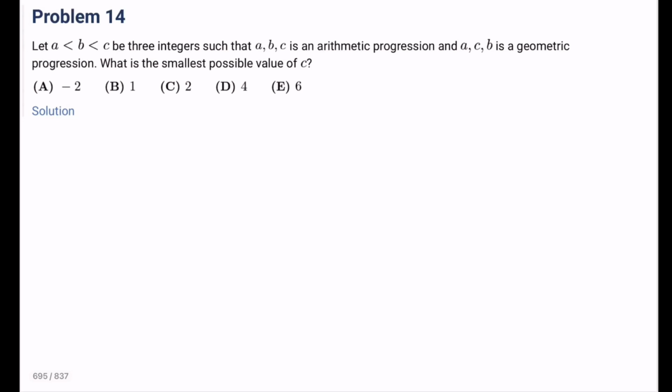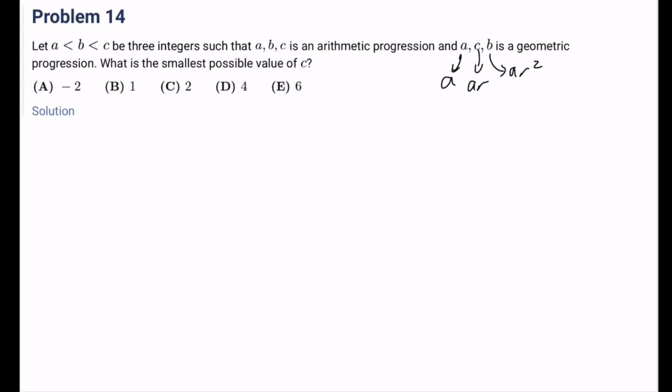Number 14. Let A, B, C be 3 integers such that ABC is an arithmetic progression, and ACB is a geometric progression. What's the smallest possible value of C? Okay, so since ACB has to be a geometric progression, then we'll say that A is just A, and C is AR, and B is AR squared.